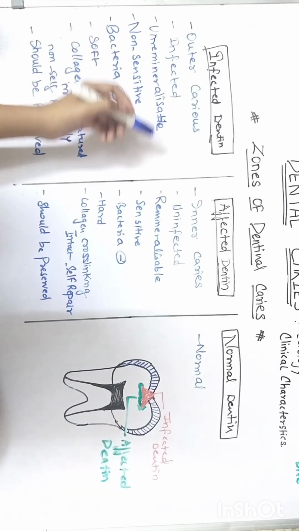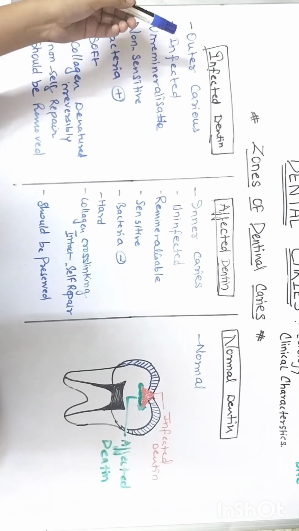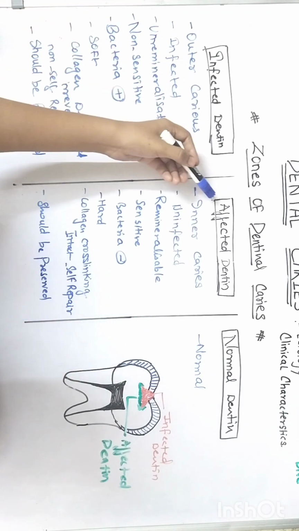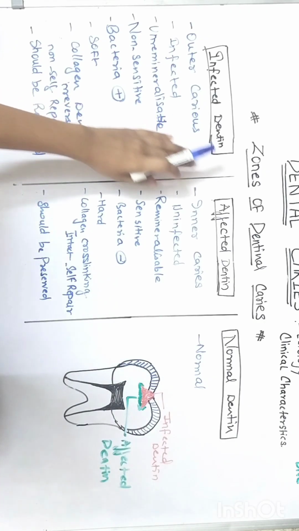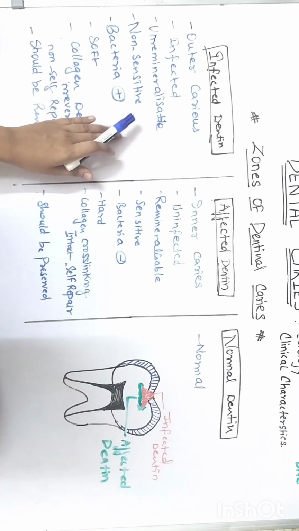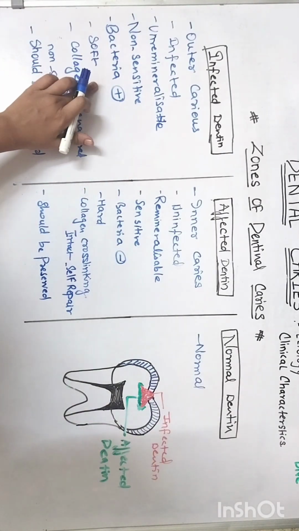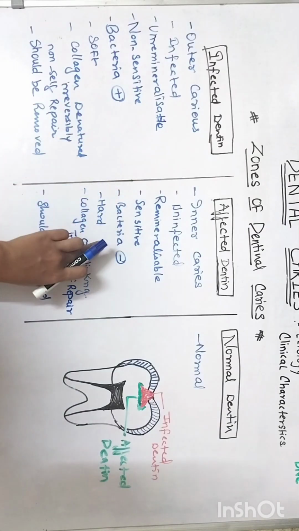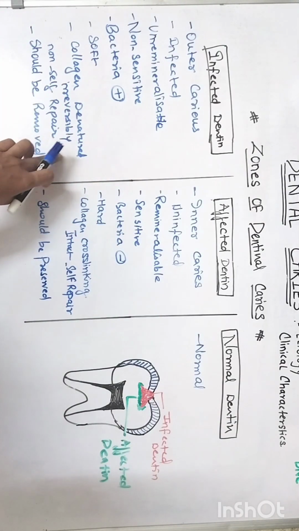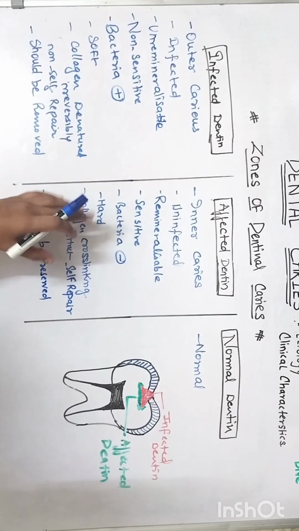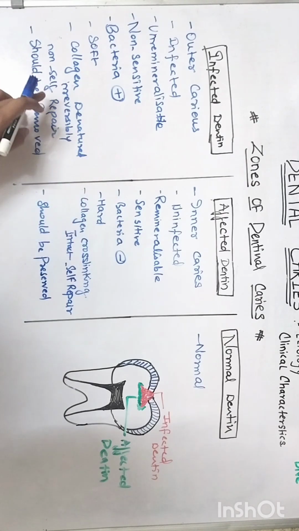The affected dentin is remineralizable while the infected dentin is not remineralizable. The infected dentin is not sensitive, but the affected dentin is sensitive. The infected dentin contains bacteria, but the affected dentin does not contain bacteria. Therefore, it is essential to remove it. The infected dentin is soft in nature, but the affected dentin is hard in nature. In infected dentin, collagen is denatured irreversibly, but in affected dentin, the collagen cross-linking is intact. That's why it has a self-repairing action. But the infected dentin cannot be self-repaired.